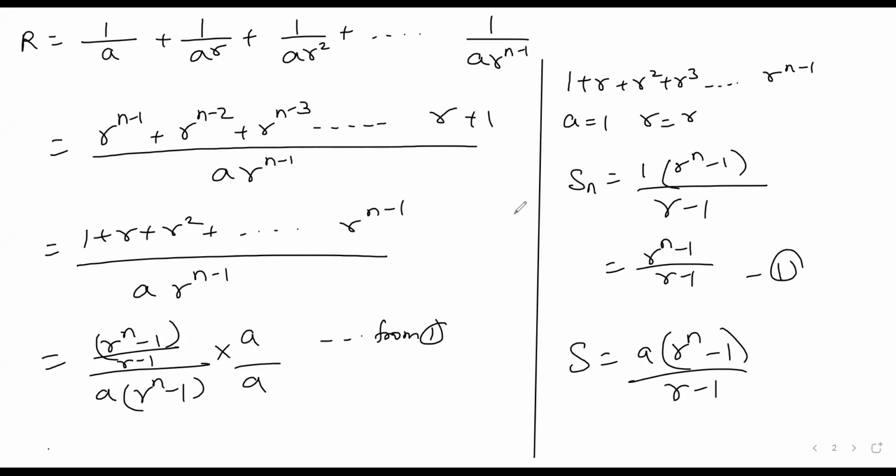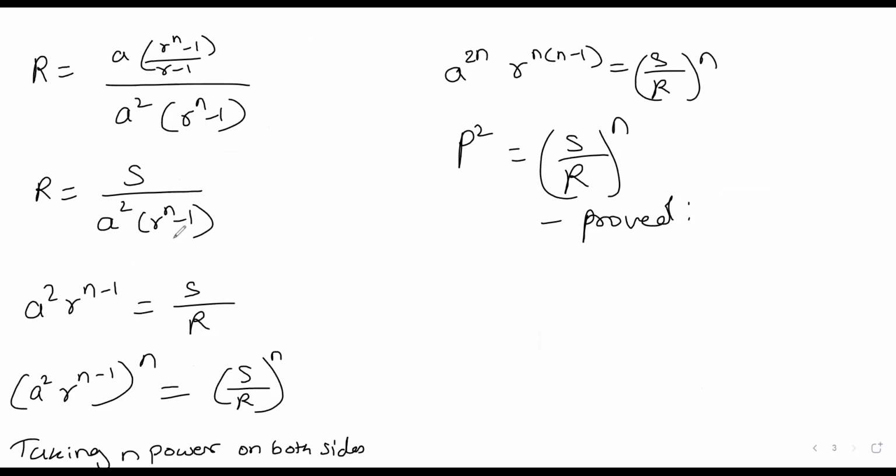तो इसका एडिशन क्या हो गया? r raised to n minus 1 upon r minus 1. We have written that. Now if I multiply by a, I will get here s, because that's what I want to prove. S upon r. So we have multiplied by s. So this a, this will become s, and this will be a square r raised to n minus 1. Putting this on that side, we have got s by r.